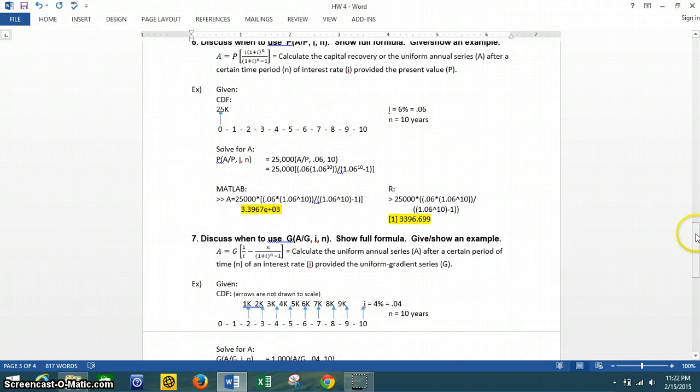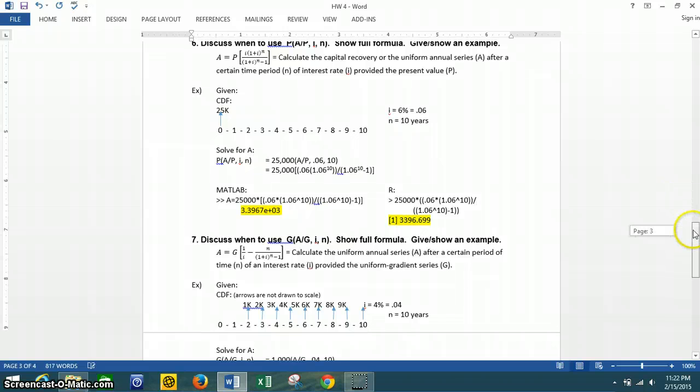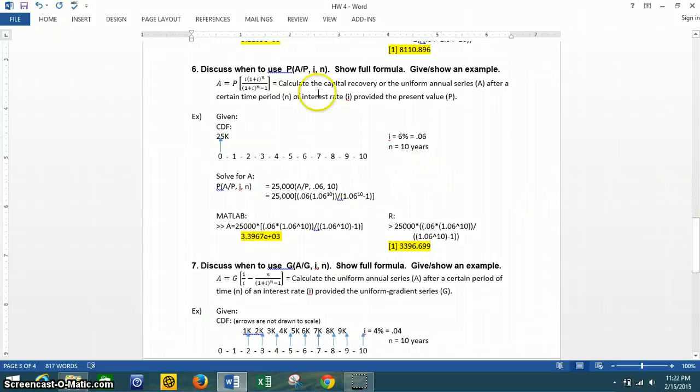You could be asked to find the present worth, or the uniform annual rate according to your present worth. So this is what your CFD looks like.